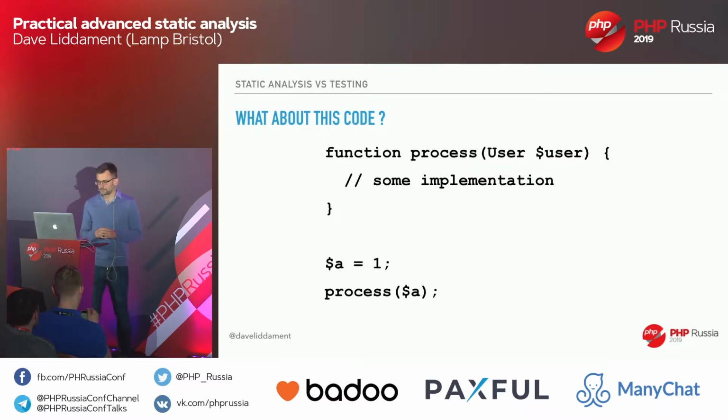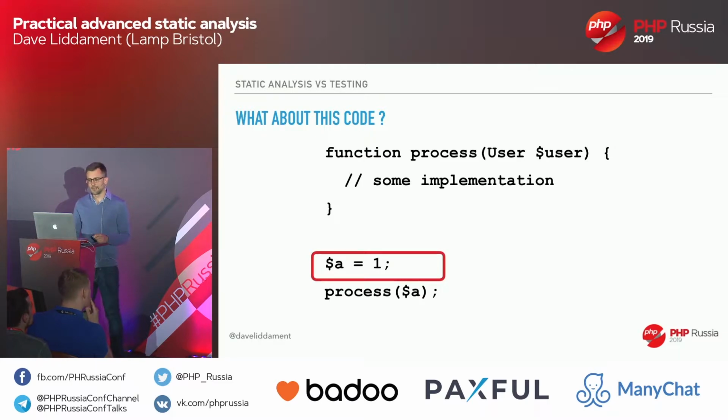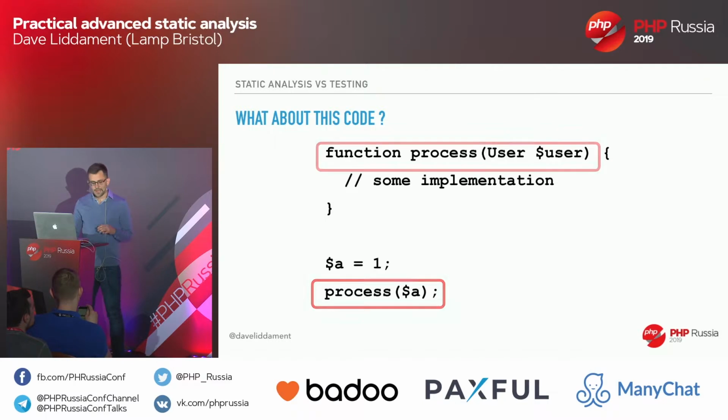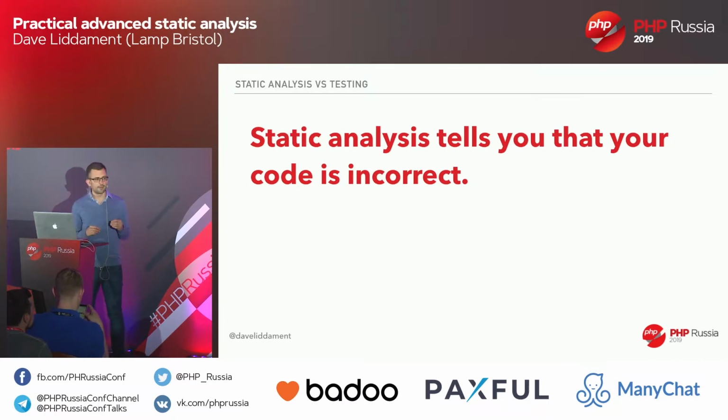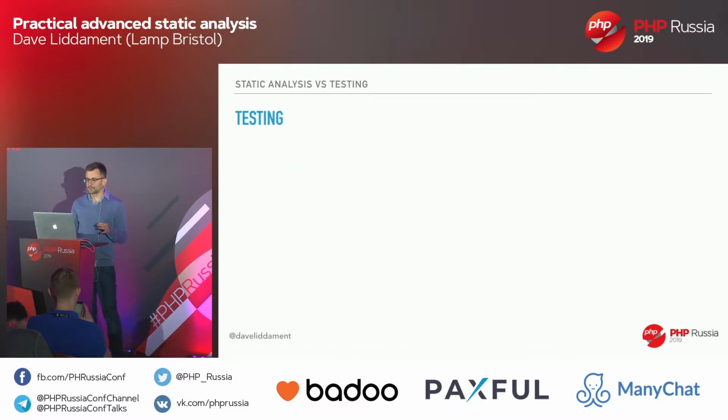But what about this code? So again, we assign the integer value 1 to $a. We call process. And this time, we can see the process expects something of type user, which integer value 1 isn't. So we know, therefore, that there's a problem. So static analysis will tell us that our code is incorrect. And this is very simple static analysis that we've all done, but some of these tools can do some quite clever analysis.